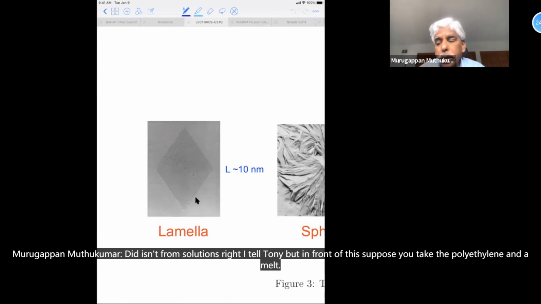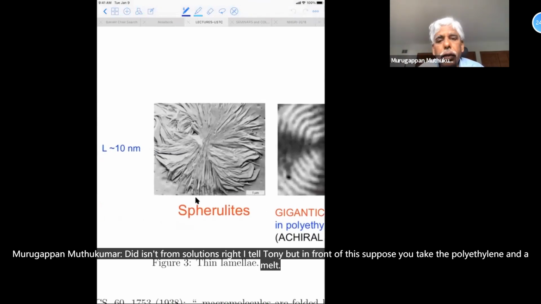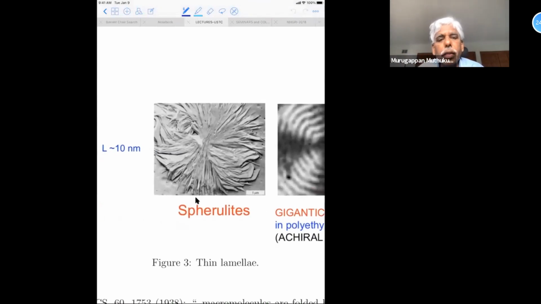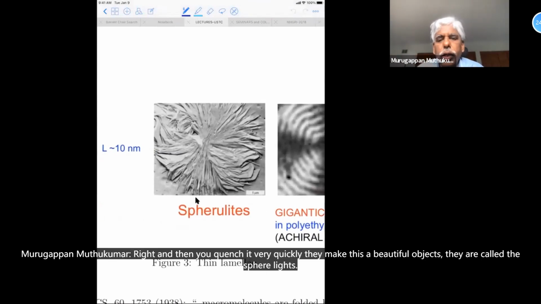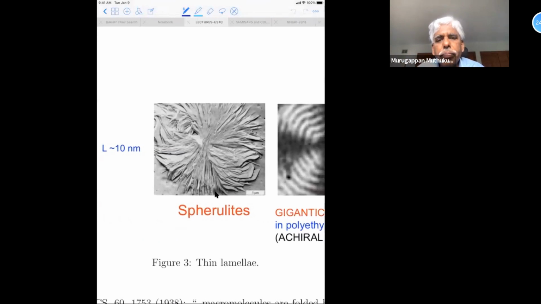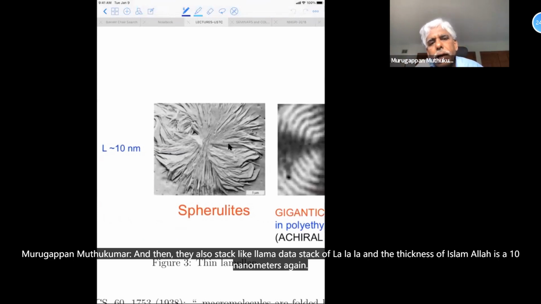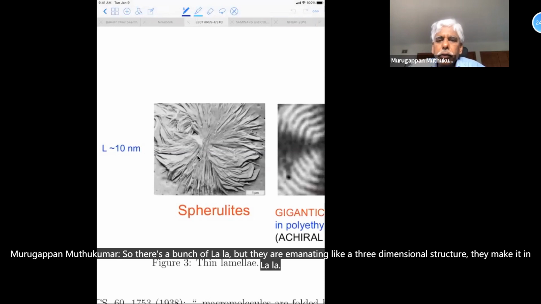I told you. But instead of this, suppose you take the polyethylene and melt, and then you quench it very quickly. They make these beautiful objects. They are called spherulites. And then they also stack like lamella. There's a stack of lots of lamellae. And the thickness of this lamella is 10 nanometers again. So there's a bunch of lamellae, but they are emanating like a three-dimensional structure. They make a thin lamellae.